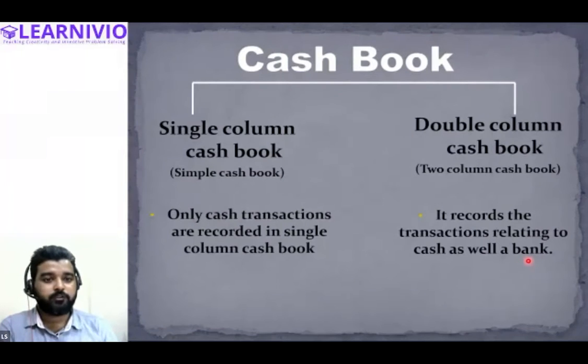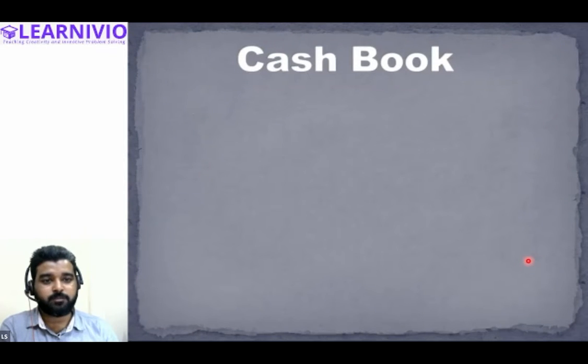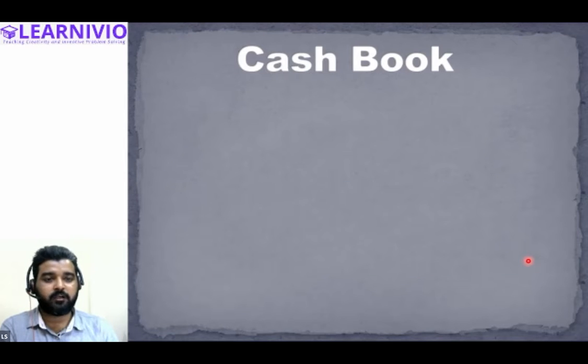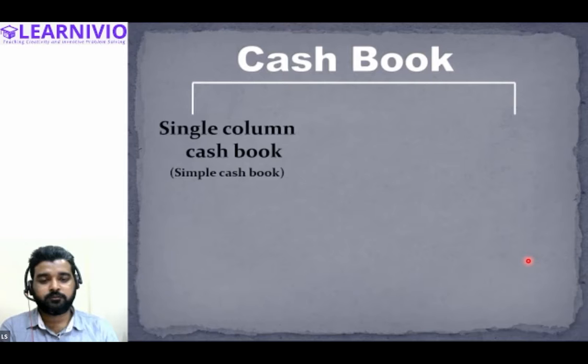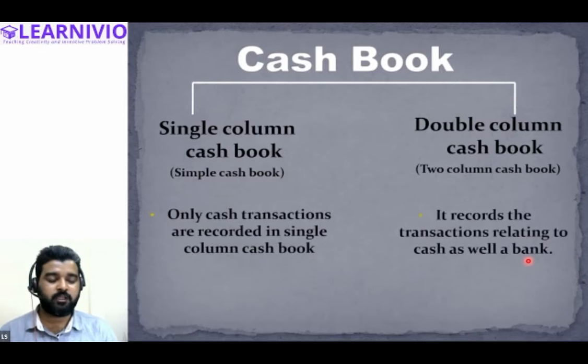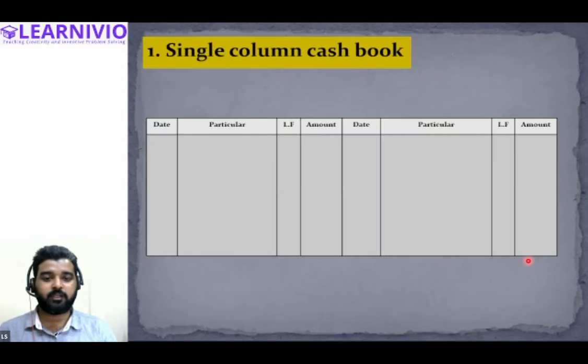All right, everyone. So is this clear? What is a cash book? Cash book is basically a financial statement, or you can say financial journal, that contains all the information regarding the cash inflows and outflows of the business enterprise. And other than this, we can categorize the cash book into two parts: single column cash book and double column cash book. Single column contains only cash transactions, and double column cash book contains the transactions relating to cash as well as to bank. So in today's session, we will be discussing the single column cash book only.